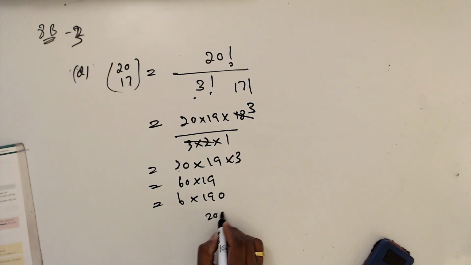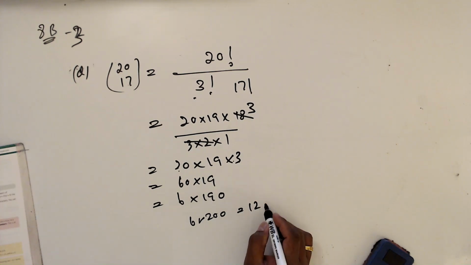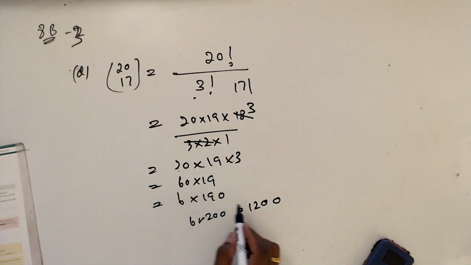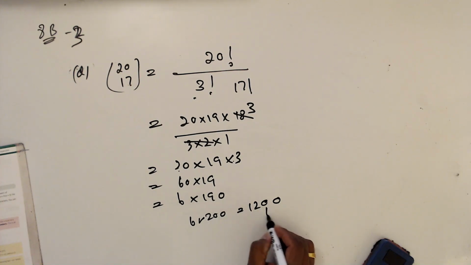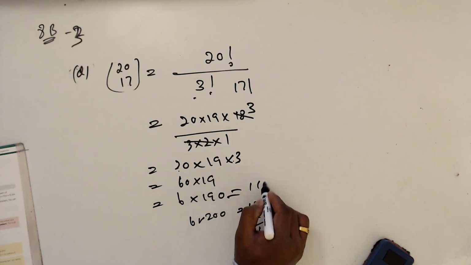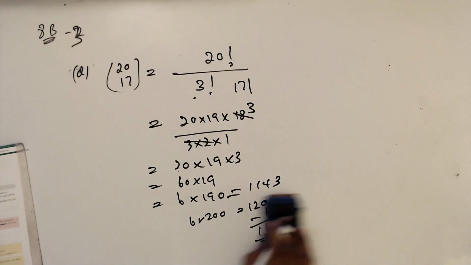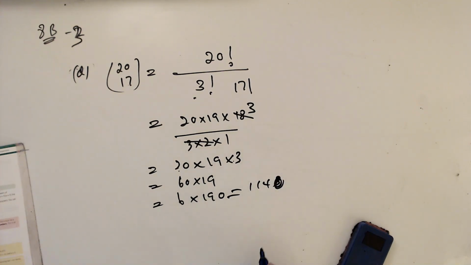If this is 200, then 200 times 6, 1200. And we want minus 10 times 6, 60. So 1140. Sorry, 1140.